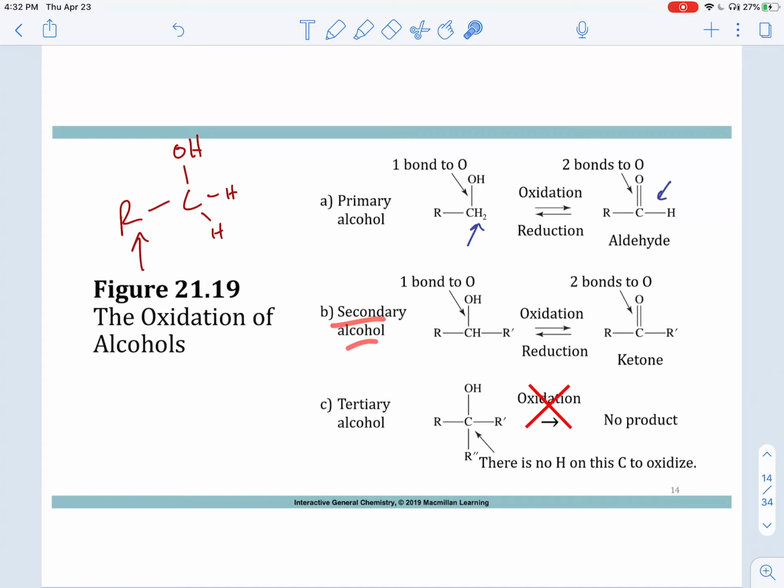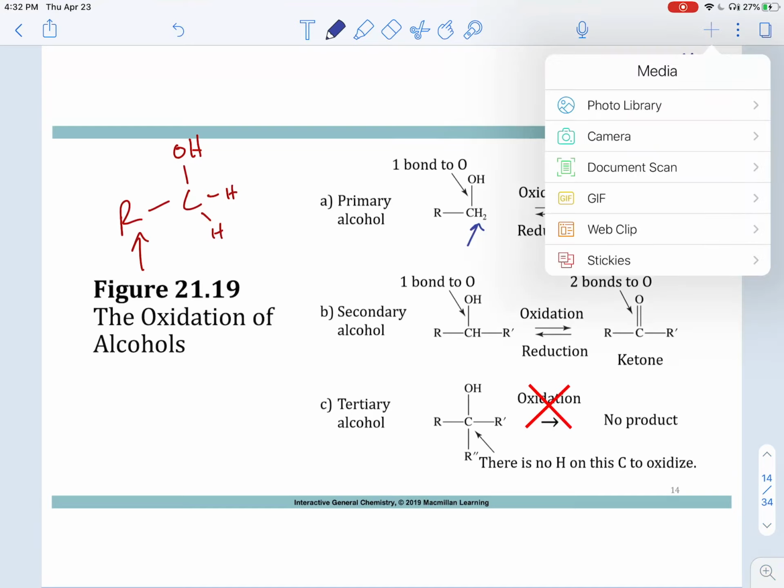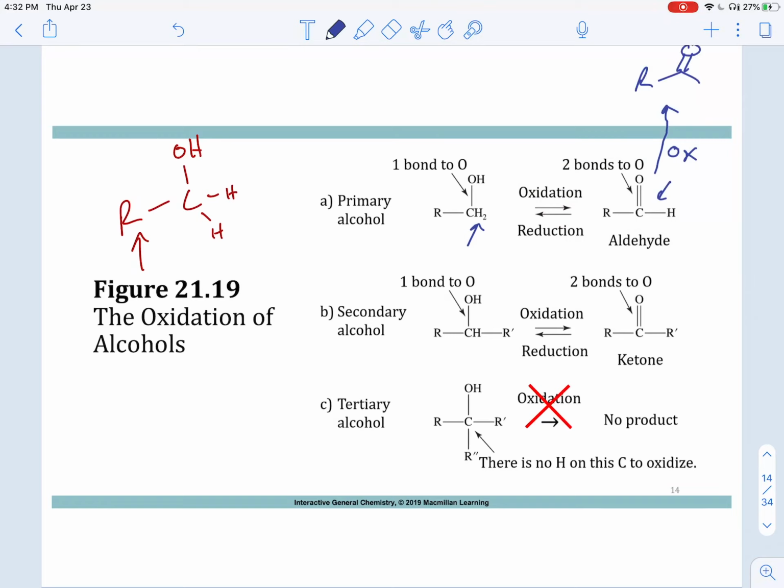Secondary alcohols, if there's two R groups on here already, they can get one more bond to oxygen, but that's it. They have to stop here. You can't oxidize that anymore. You've got your ketone. Aldehydes, though, notice I can oxidize that one more time to get all the way to another bond, a carboxylic acid. So I could go all the way with an aldehyde there, but I can't with a ketone. You can't oxidize this anymore. And notice down here, our tertiary alcohol, this will not be oxidized.